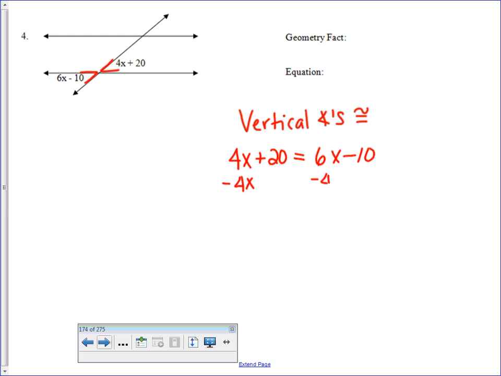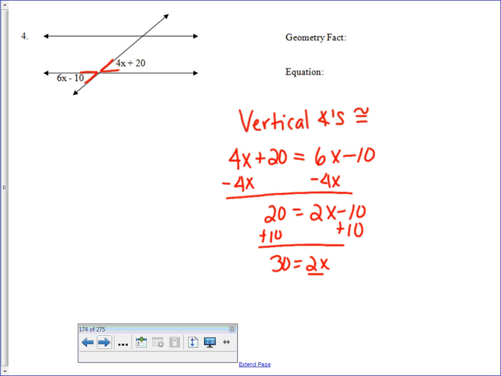Again, we're going to move our variables to one side. I have 20 to equal 2x minus 10. Add 10 to both sides. 30 is equal to 2x. Divide both sides by 2. And I get x to equal 15. When I substitute this into my expressions, 4 times 15 plus 20, I get 80. 6 times 15 minus 10, again, I get 80. And those two angles are congruent.